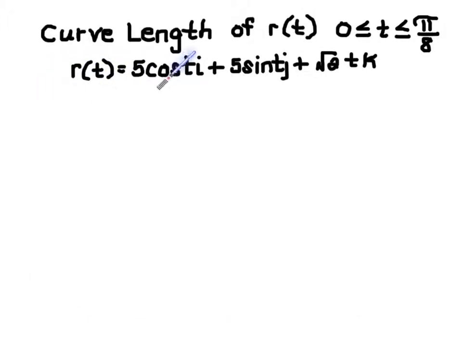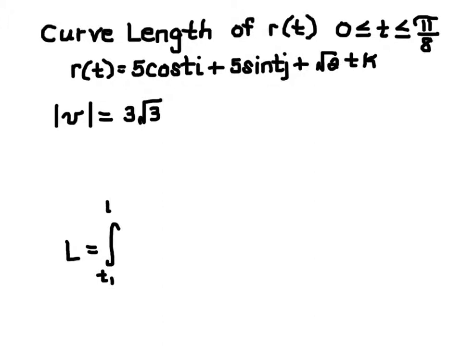Here we're going to find the curve length of our vector r, this is our curve, between 0 and pi over 8. And in the previous slide, we found the velocity vector and its magnitude. And we found that the magnitude of the velocity vector was 3 radical 3. Let's move that up. So in order to find the arc length L, we want to integrate from time 1 to time 2 the magnitude of our velocity vector with respect to time.